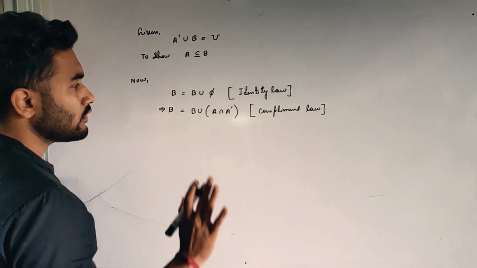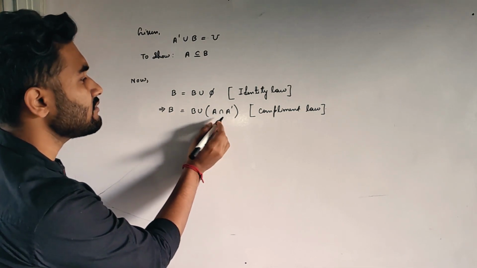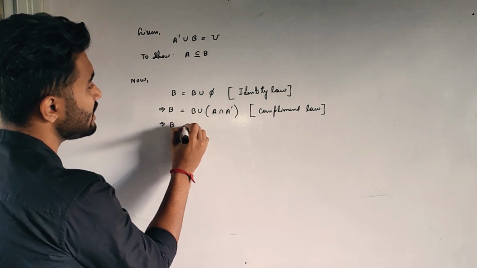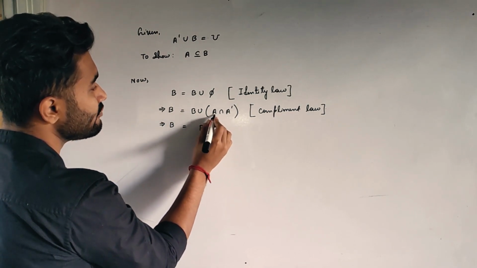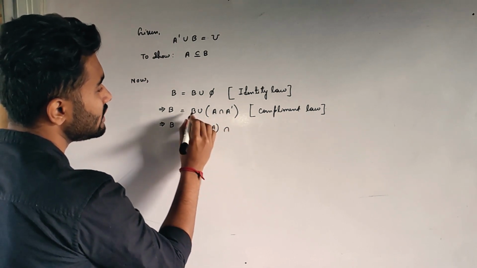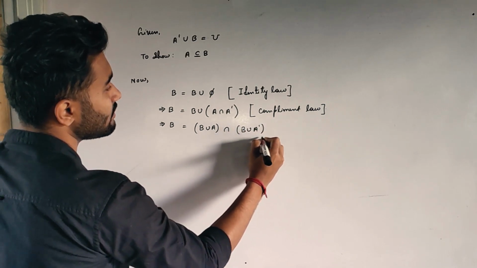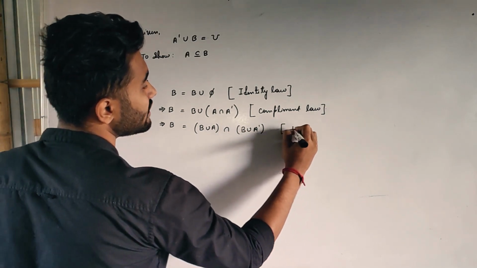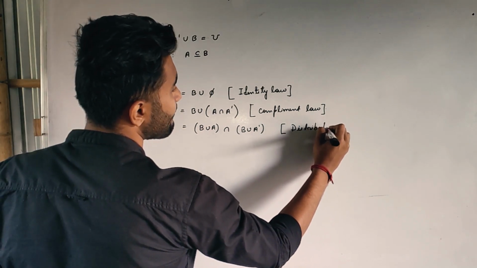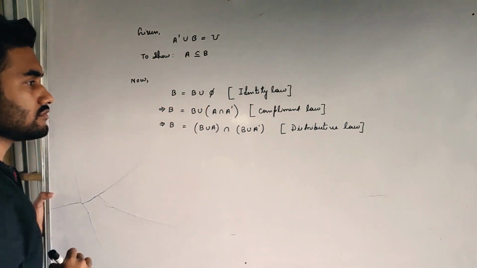Done. So now the question is simple. Now normally union is there, inside intersection is there. That means you have to go through distributive law. So apply distributive law, which implies B will be equal to B union A, then intersection will come out, then B union A complement. This law is known as what? Distributive law. Done.